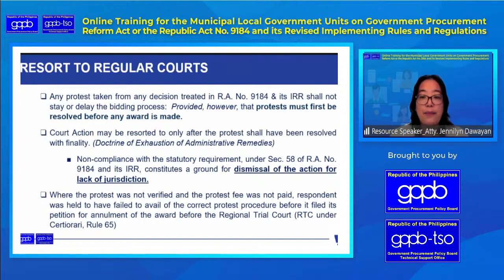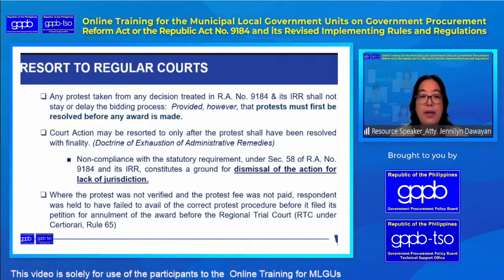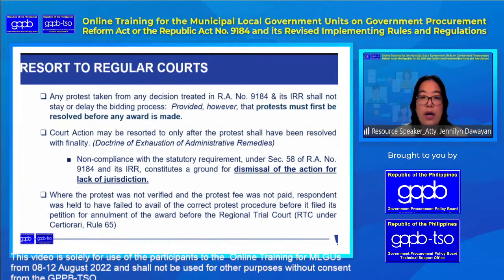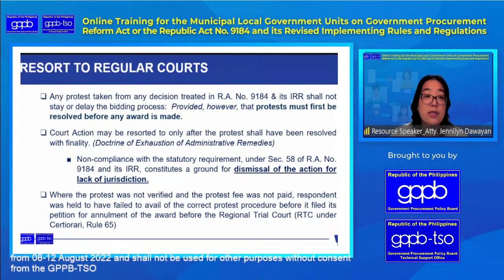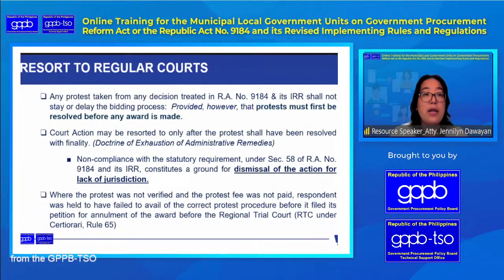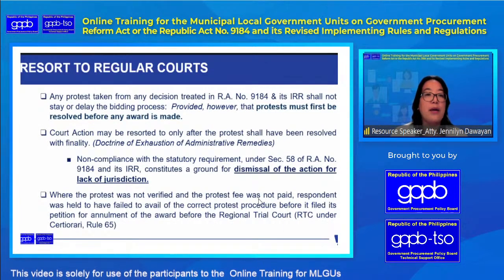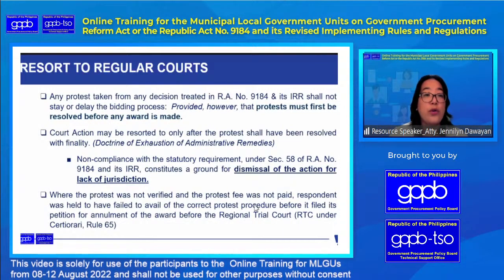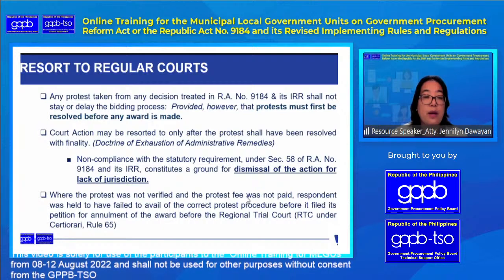And there have been various decisions that were decided upon by the Supreme Court where yun nga sinasabi nila na dapat ho i-exhaust muna nila yung administrative remedies na ito before they can even go to court. Kasi minsan no, they don't even protest and then they go to the regular courts. And yun, very, very important for the supplier to comply with this doctrine of exhaustion of administrative remedies.